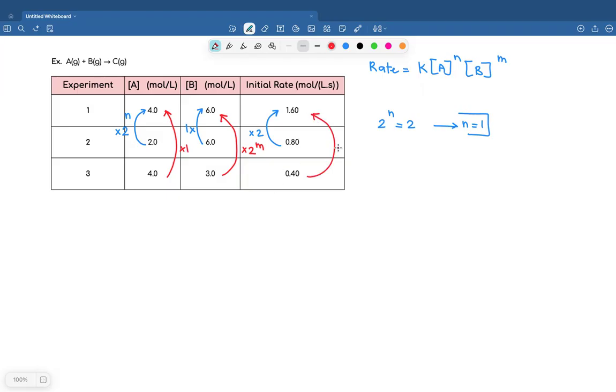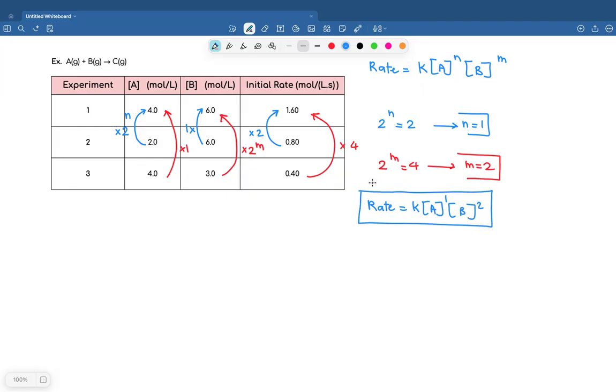As you can see, the rate is actually becoming 4 times more. So we can write down 2 to the power of M equals 4. Therefore, we can say M equals 2. And this way we can find the order of reaction for B. So now I can conclude that the rate law for this reaction equals K times A to the power of 1 and then B to the power of 2. So this is how we find the rate law.